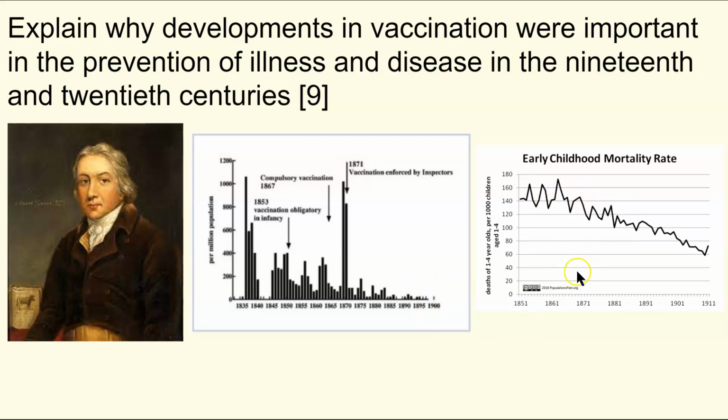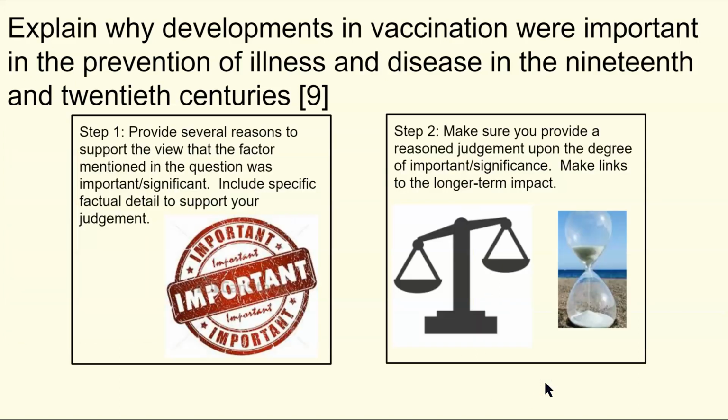Another graph that we're going to look at later on is looking at early childhood mortality rates from 1851 to 1911. Again, this is going to be a graph that really helps us to indicate the importance of vaccinations and the impact that it has on childhood mortality rates in England. So for this question, you can see it as being in 2 steps, or alternatively, you can think of this as being 2 different paragraphs.